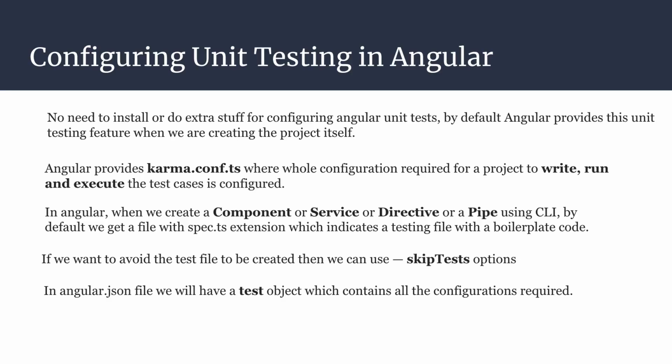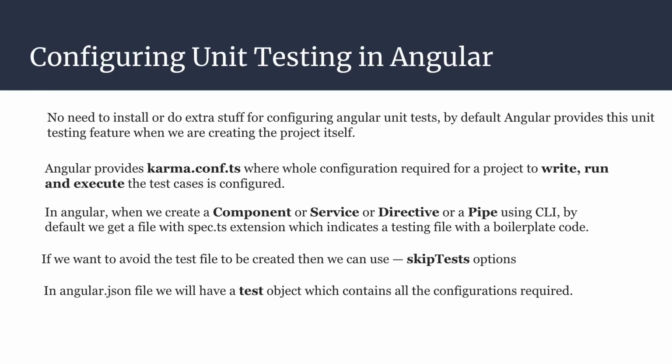In Angular, when we are creating a component or a service or a directive or a pipe using the CLI, by default we get a file with the extension spec.ts, which indicates a testing file with boilerplate code. If we want to avoid the test file, then we can use the option skip tests whenever we are creating a component or a service or a directive or a pipe.